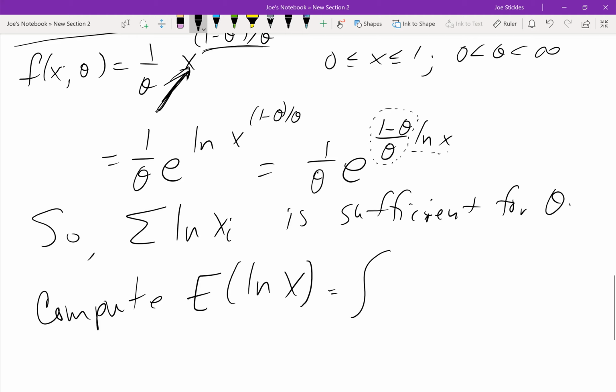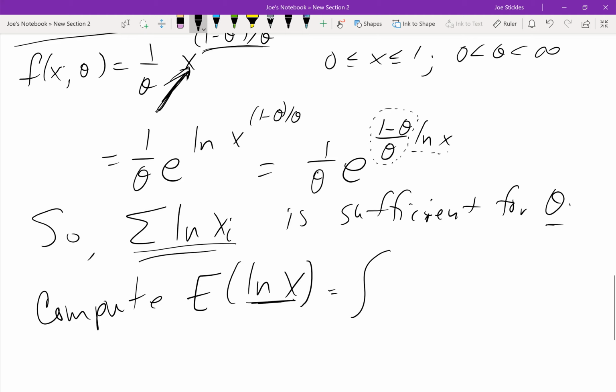So why do we want this? I think I missed it last time. The reason we want this is because the expected value of this function will be in terms of theta. And so we're trying to find a function of this thing that equals theta. How to find the estimator. Right, that's why we're doing this part.